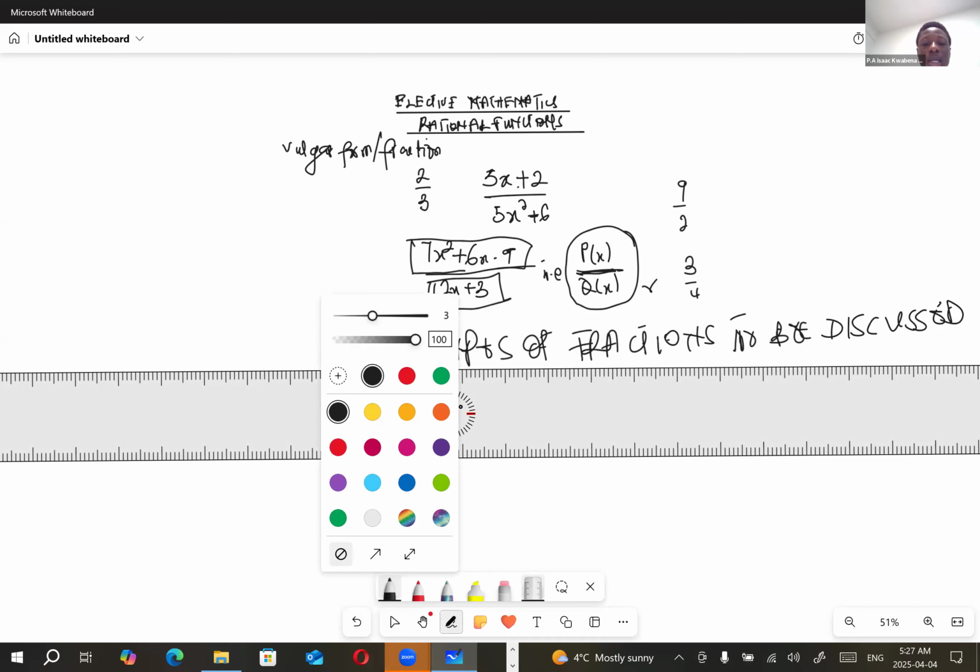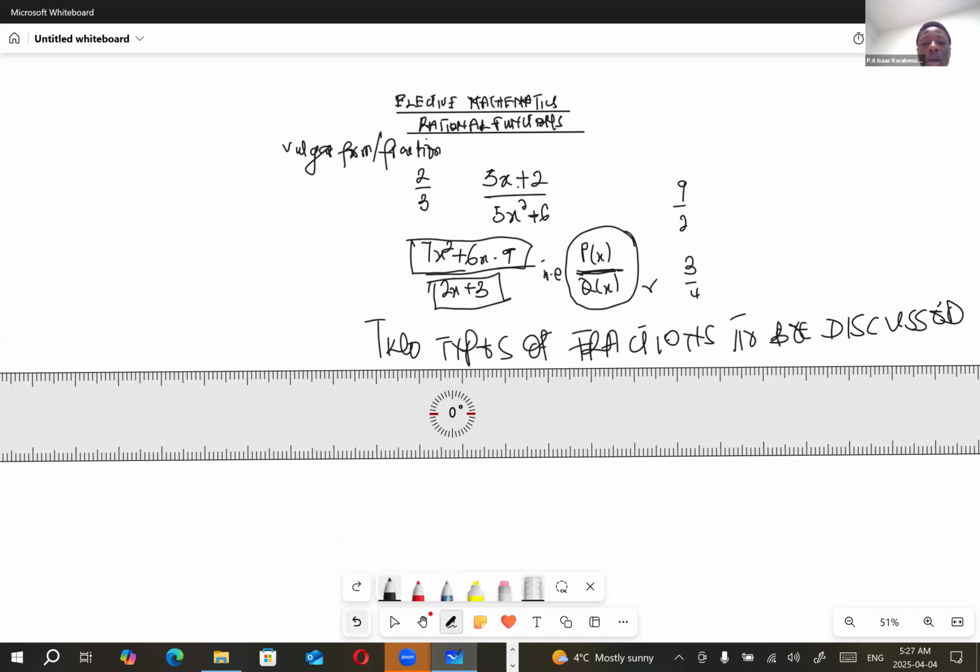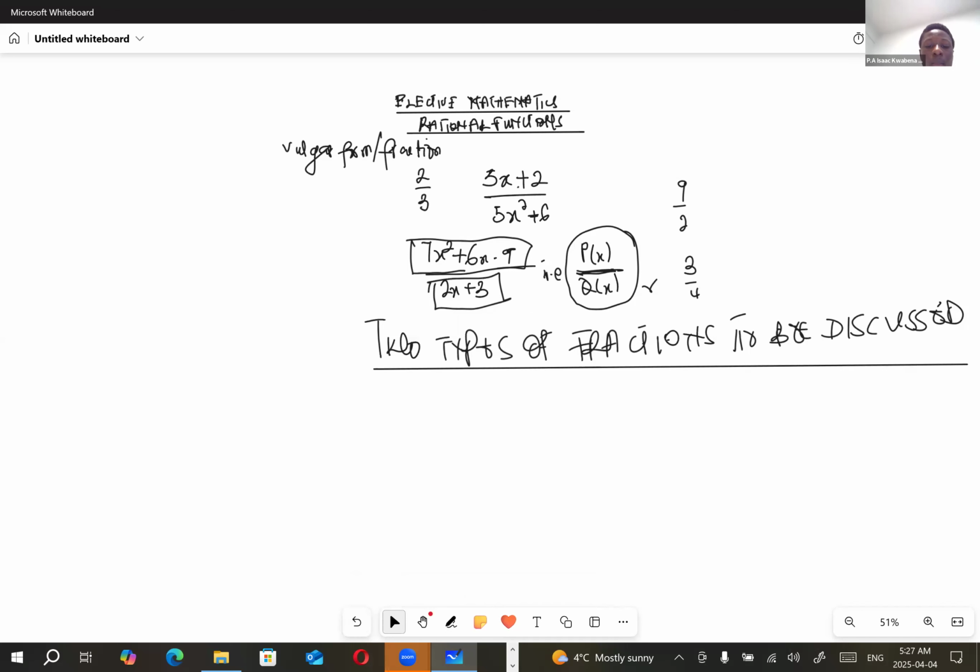I want us to look at proper fractions and improper what? Fractions. So proper fractions and improper fractions. Let's start with proper fractions. What do you know about proper fractions back in the days?